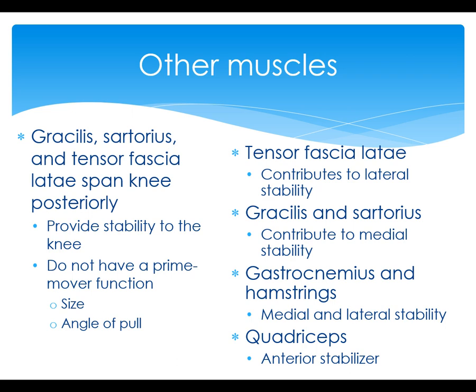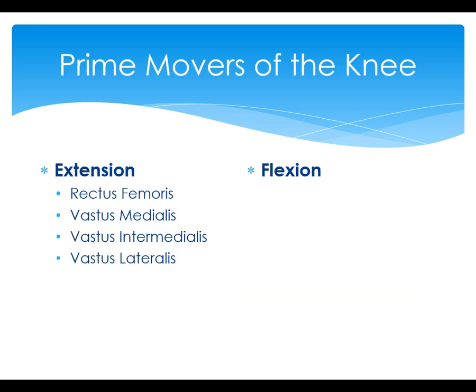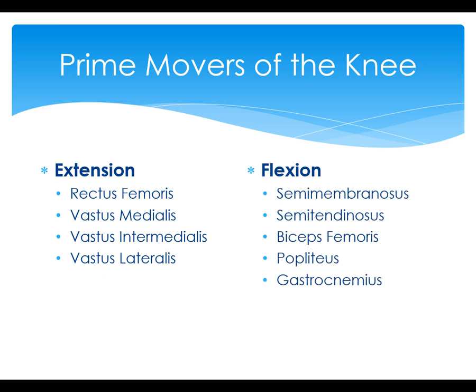So your prime movers of the knee in extension are your four quadricep muscles. Your prime movers of knee flexion are your three hamstring muscles, the popliteus and the gastrocnemius. And here are the different nerves associated with the innervations of these muscles. So need to know these. And that concludes the knee joint and Unit 2.